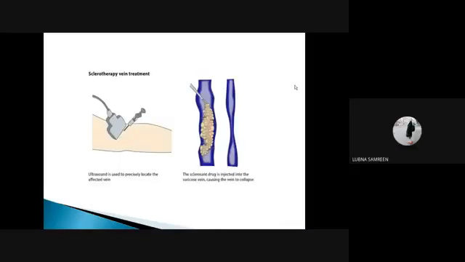In this picture, the procedure of sclerotherapy can be clearly seen, in which ultrasound is used to precisely locate the affected vein, and then the injection is injected into the affected vein to reduce the inflammation of the veins.